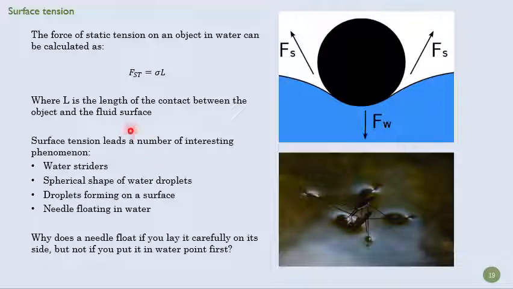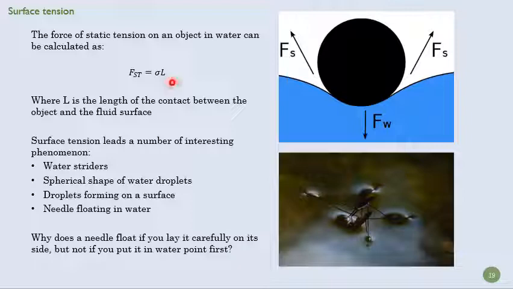Surface tension leads to a number of interesting phenomena like water striders, a needle floating in the water, droplets forming on the surface of an oiled solid surface, and also the fact that water droplets are spherical. All of these have to do with the idea of surface tension. And so we'll close with the question: why does a needle float if you lay it carefully on its side in water, but not if you put it in water point first?